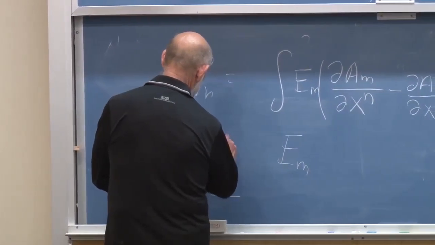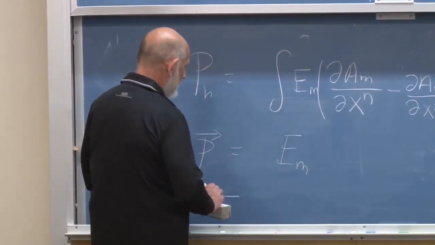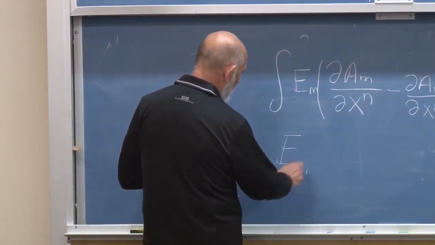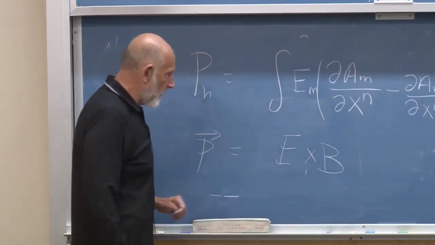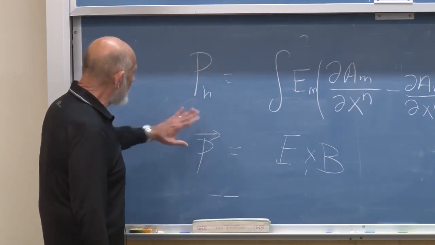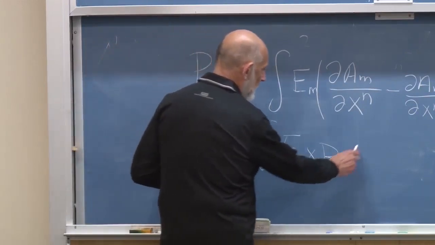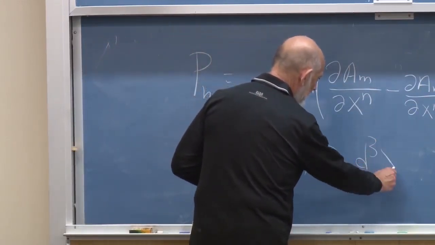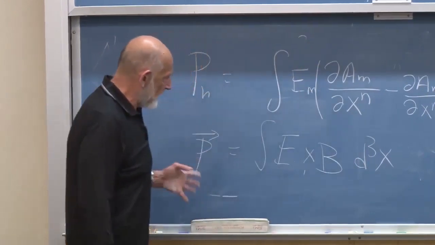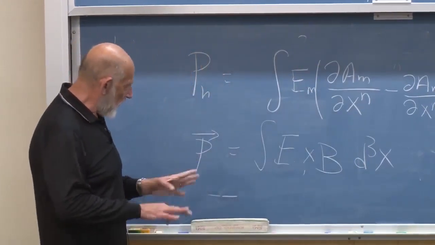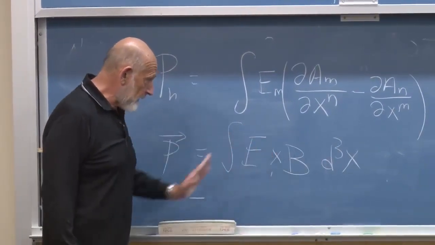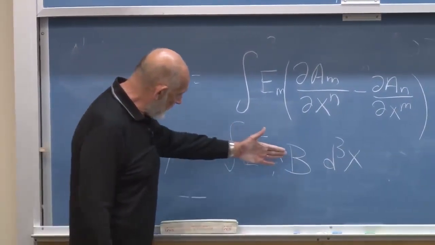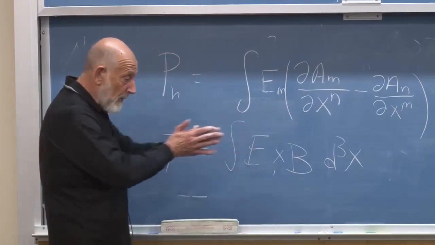the momentum is equal to E cross B. Again, the sign I've forgotten, I don't remember. E cross B is the momentum density, d cubed x. E cross B, cross product between E and B, is the momentum density. It's a vector, so the direction of this vector tells you the direction of the momentum.